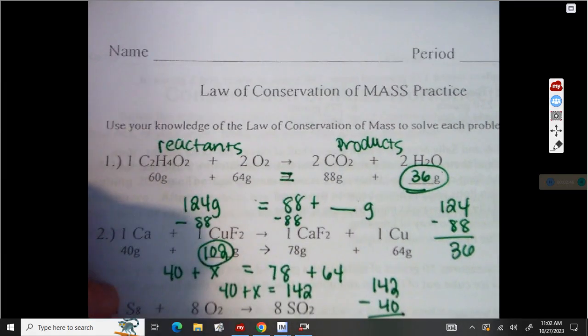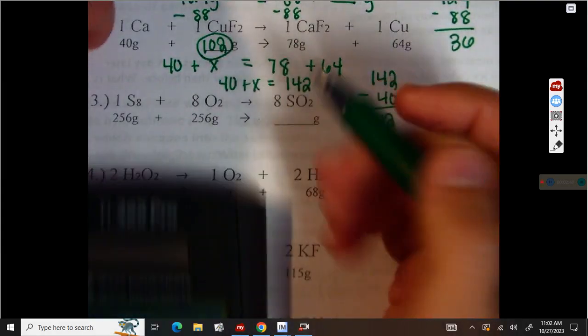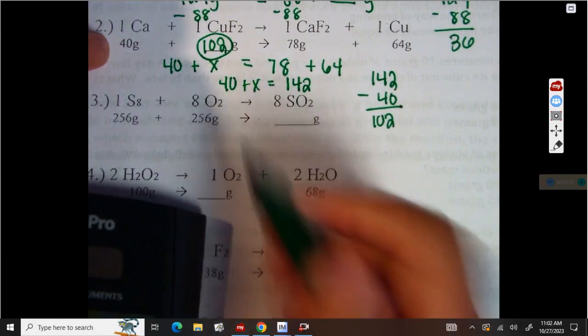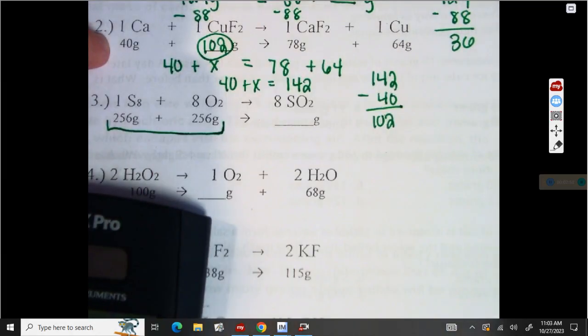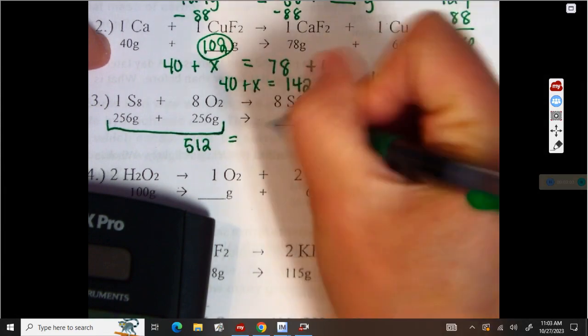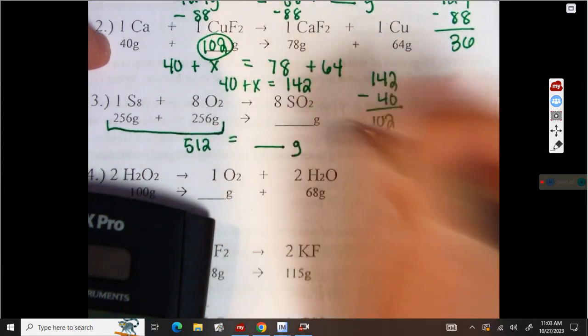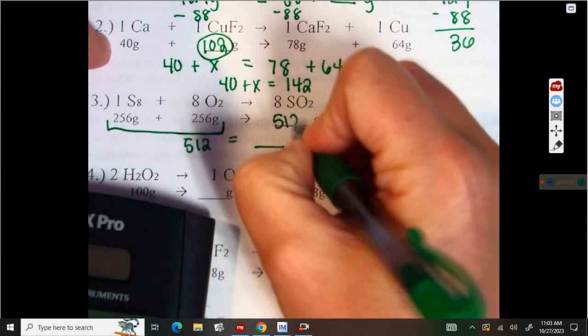All right, so if we look down just a little further, we're going to see very similar problems. One way to make it neater on here is to go ahead and total these up first. 256 plus 256, we have 512 equals blank grams. Both sides have to be equal. That means that I just put 512 here.